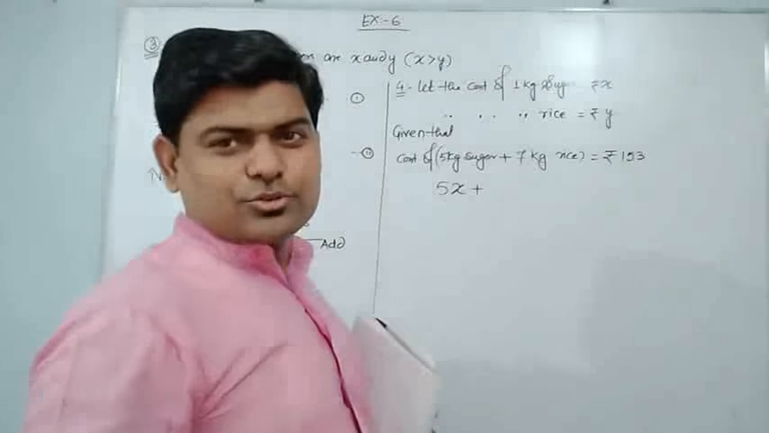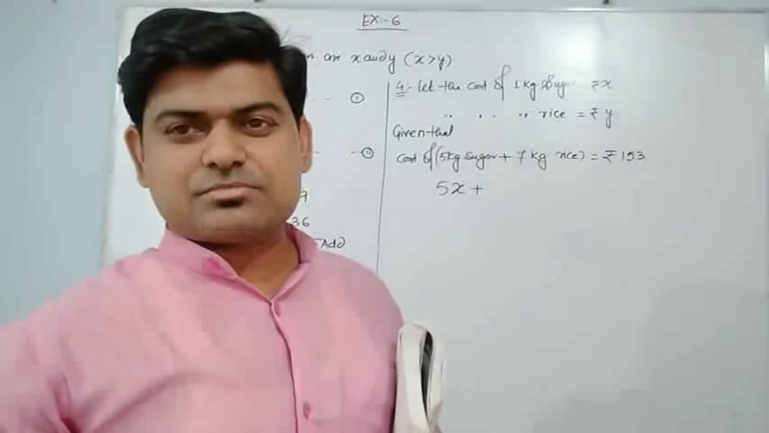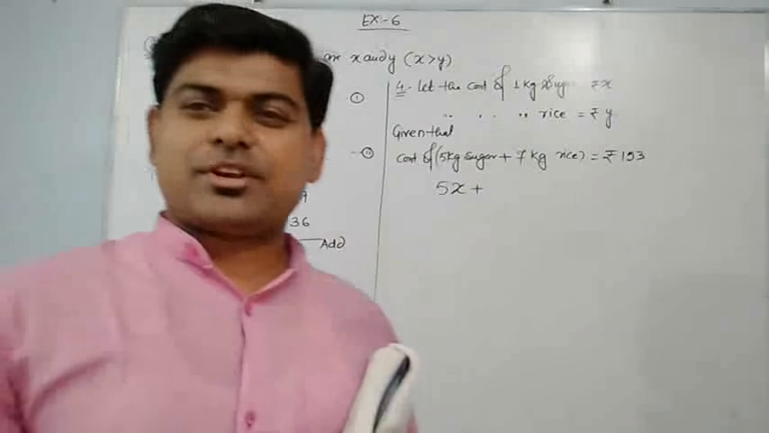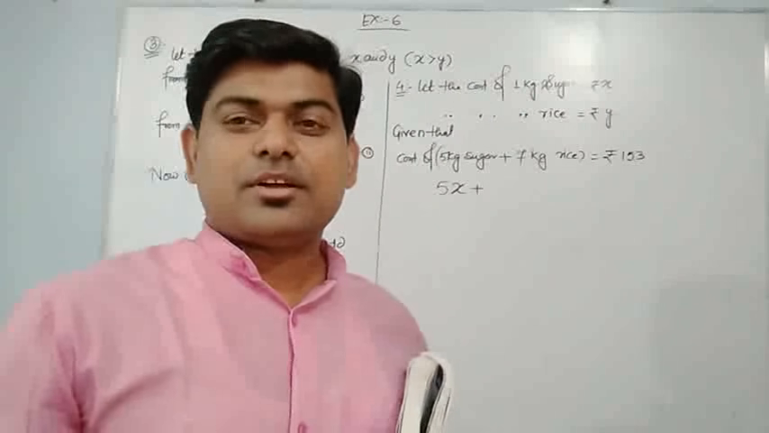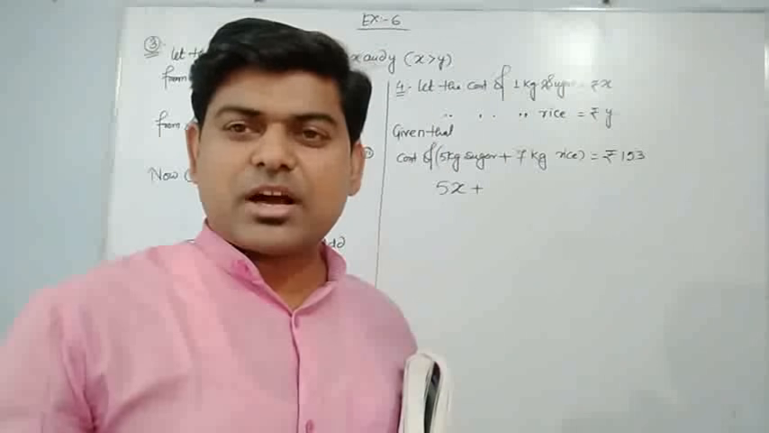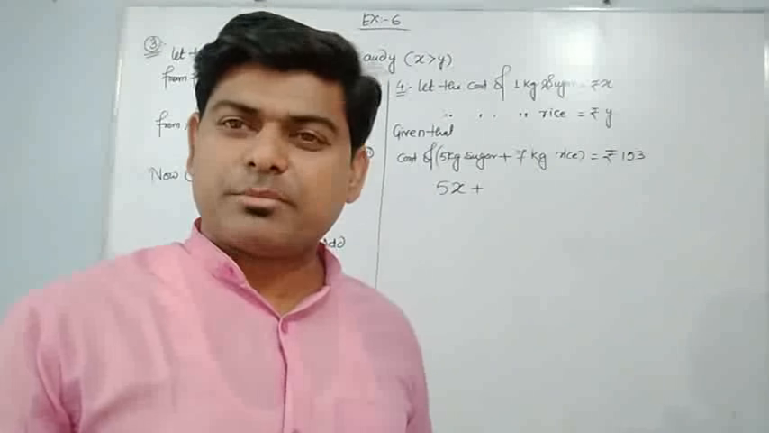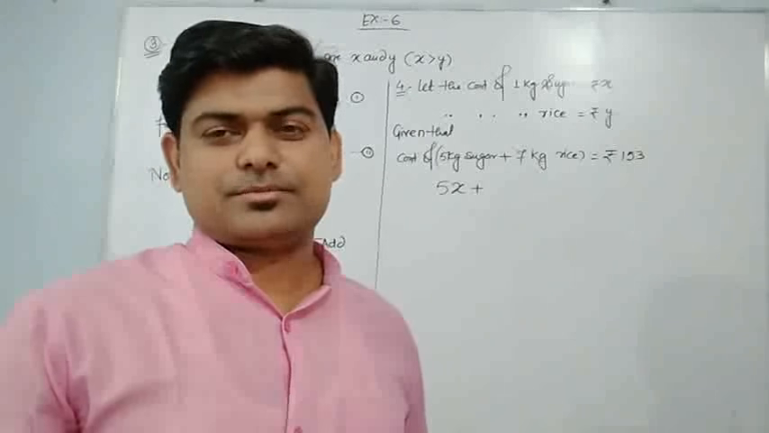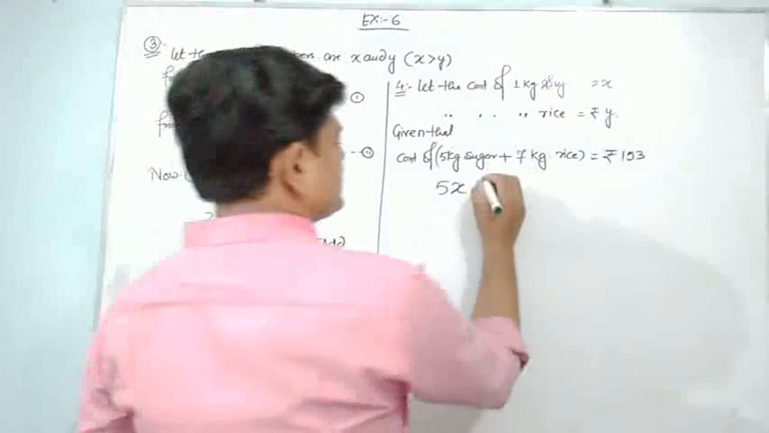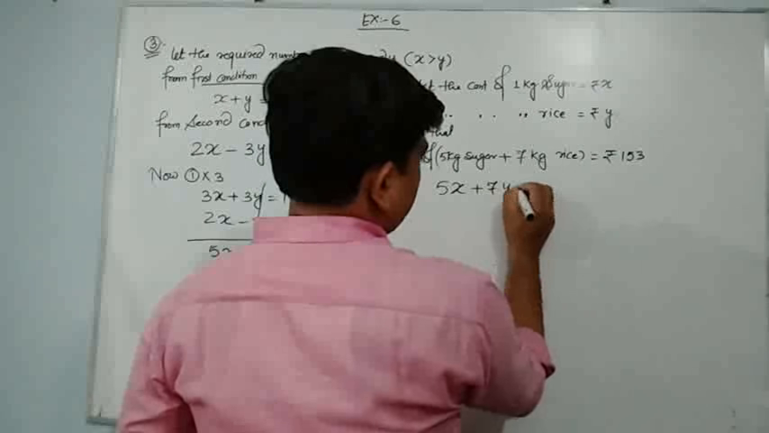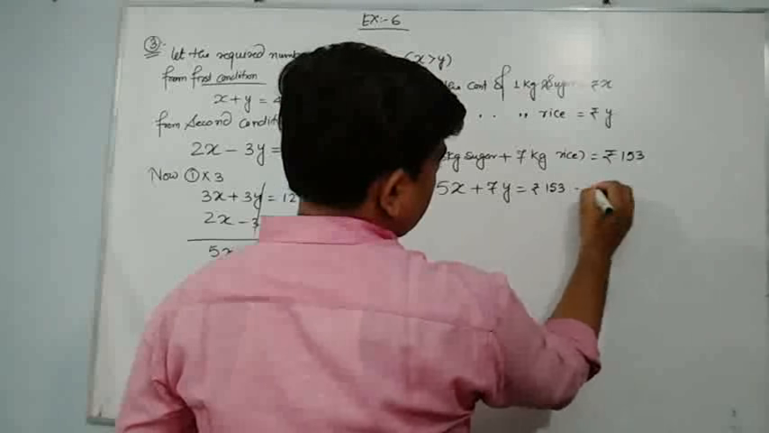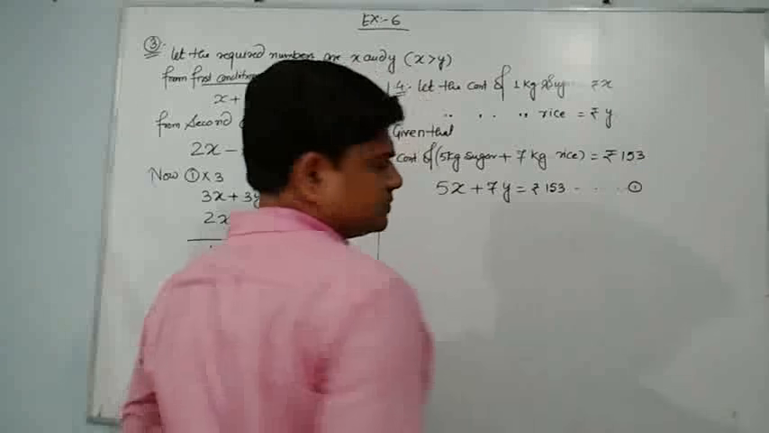You people are used to going to the market to purchase something, right? Then definitely you ask the shopkeeper, what is the rate of these things? If he says 10 rupees per kg, then you say, okay, give me 2 kg. So what will be the cost of 2 kg? 20. How has it come? Multiplying by 2. The same thing we have to do. So 5x plus 7y is equal to rupees 153, and this can be written as equation number 1.